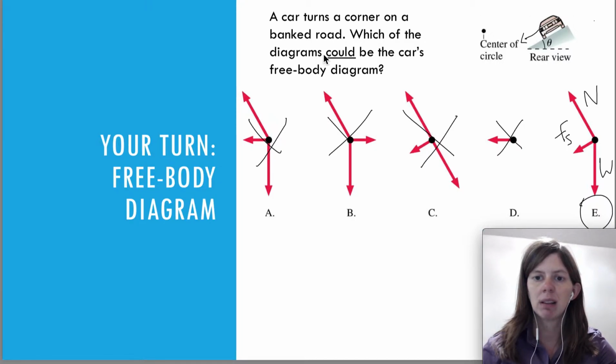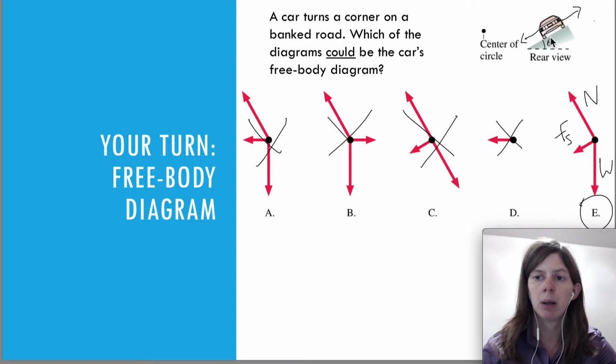Now the reason it says "could" here is because the static friction could also point to the right, upward like this, in order to prevent the car from going down the incline here. And this just depends on how fast the car is moving. So we don't really want to worry too much about the static friction force.